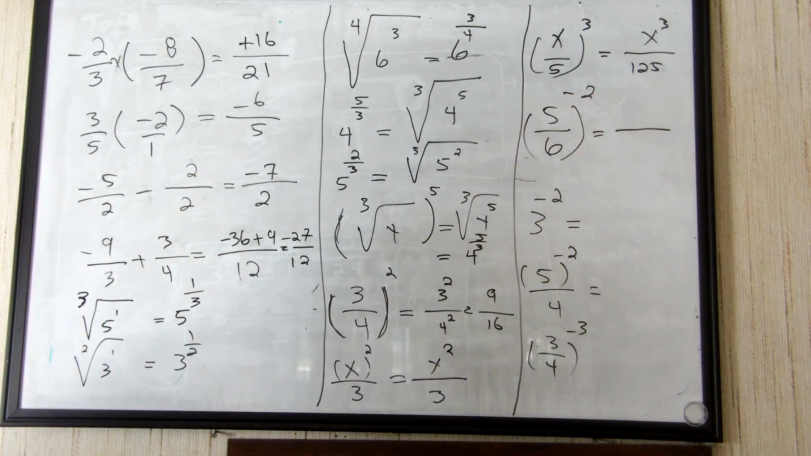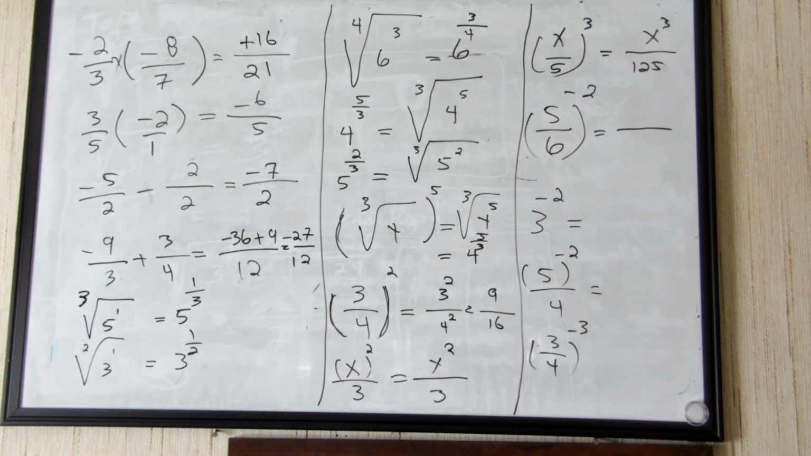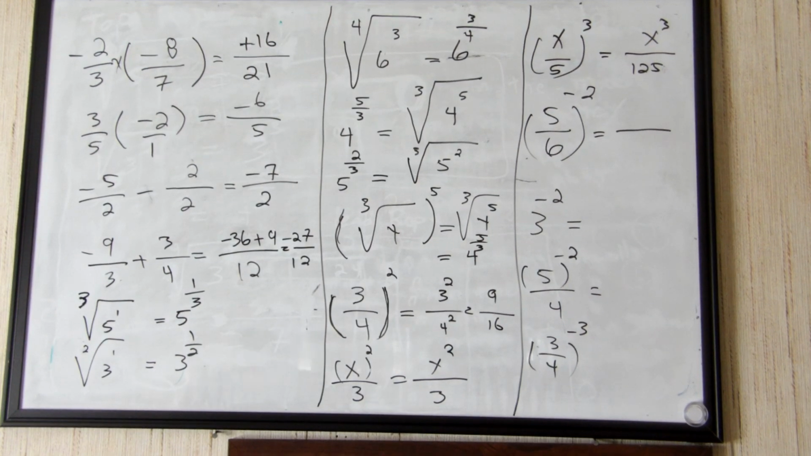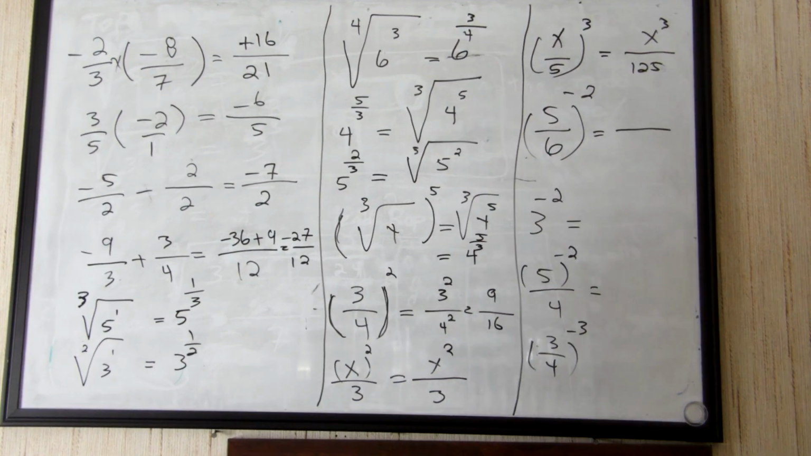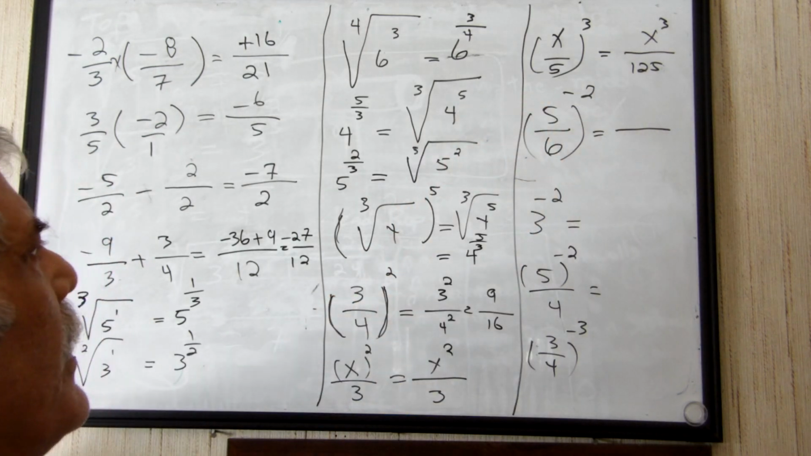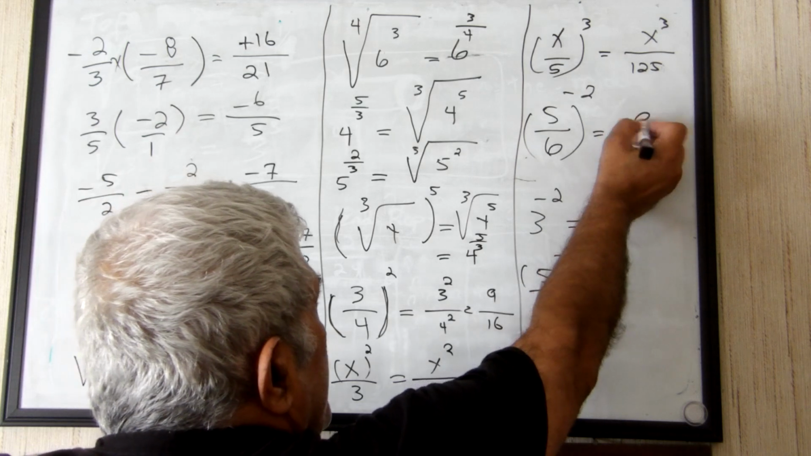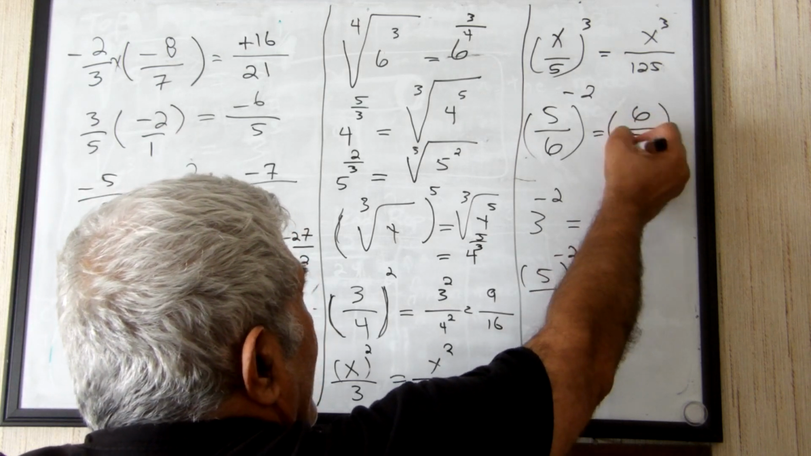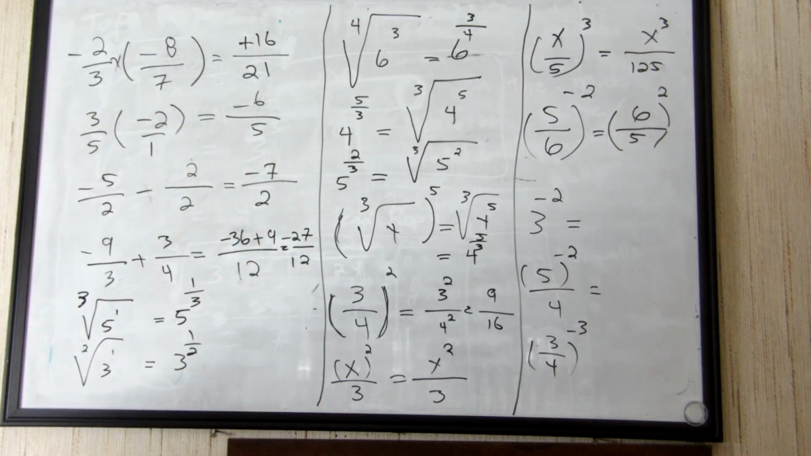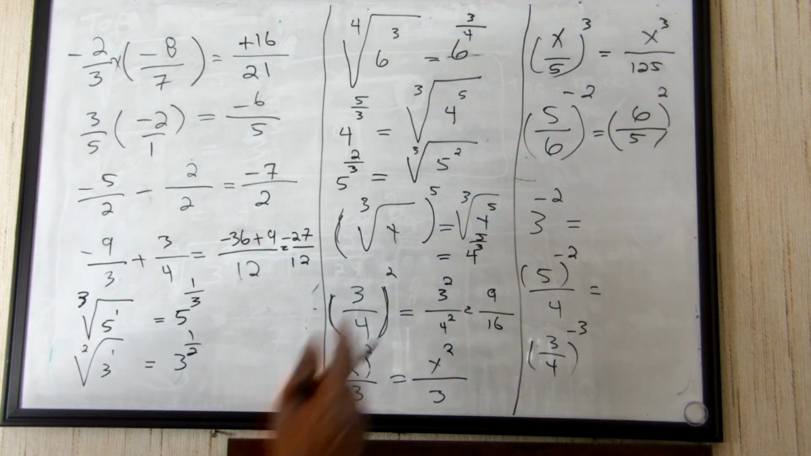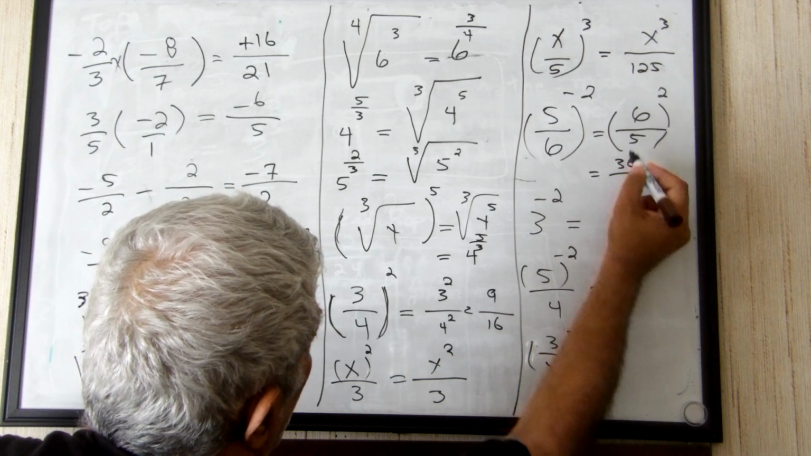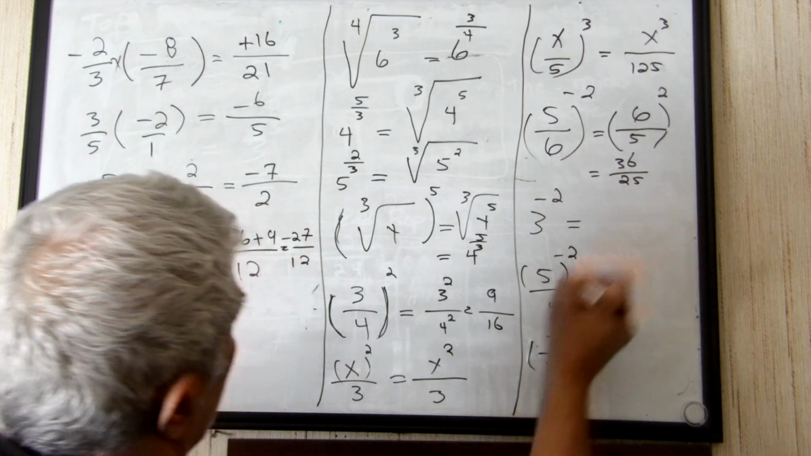If you have something raised to the power of minus 2, the exponent is negative, then what we should do is reverse the denominator and numerator. You're going to write it as 6 over 5, and then the exponent is going to be positive, okay? So it's easy now. 6 to the power of 2 is 36, 5 to the power of 2 is going to be 25, okay?